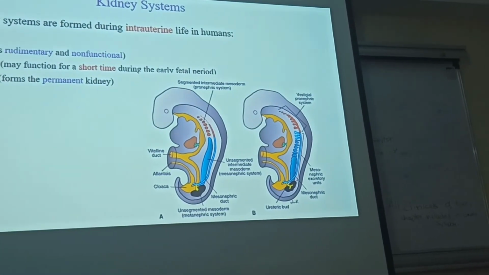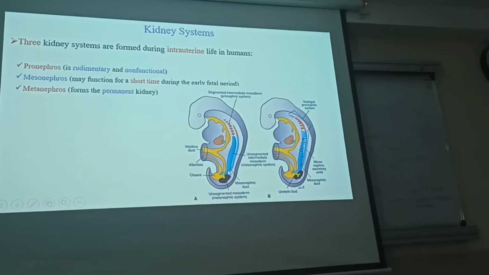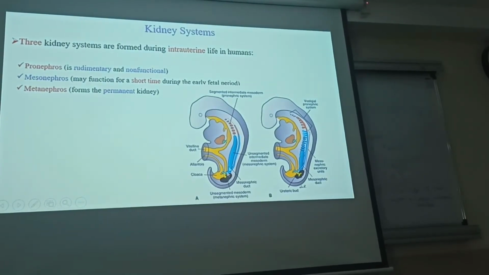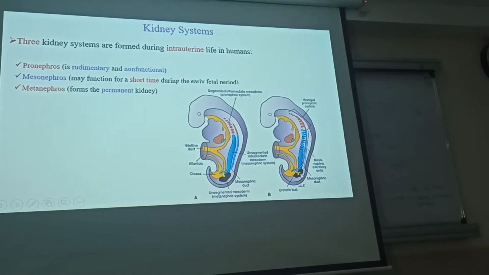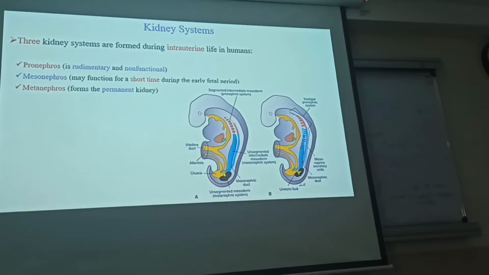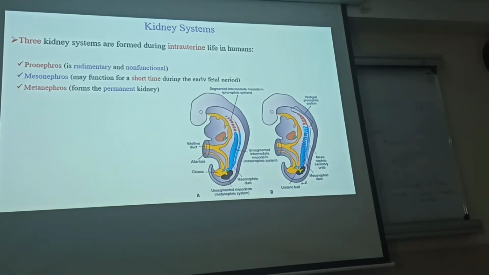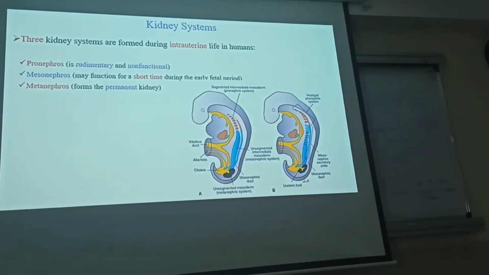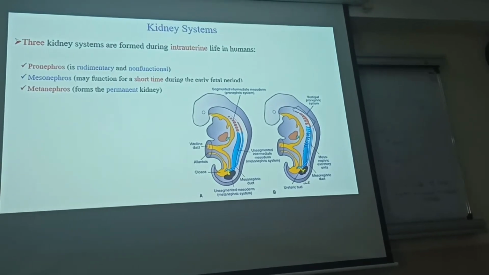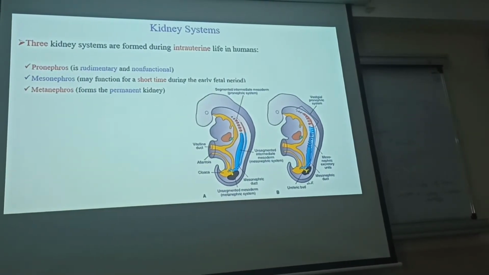And you can see polynephros system and mesonephros system and metanephros. Again, you can see in this picture, polynephros, meso and meta. Polynephros is a non-functional system, a rudimentary system. Mesonephros may function for a short time in the early embryologic period, and then disappears. And metanephros is a permanent or definitive kidney. Metanephros gives rise to the permanent kidney.